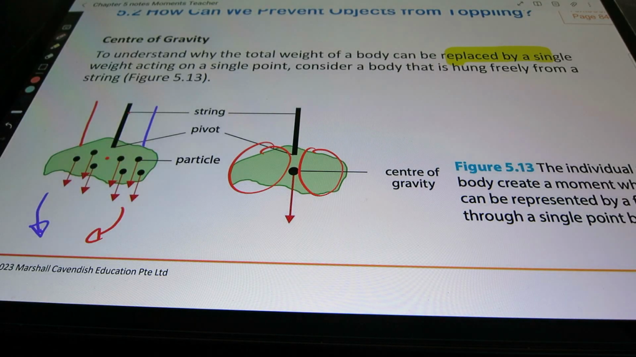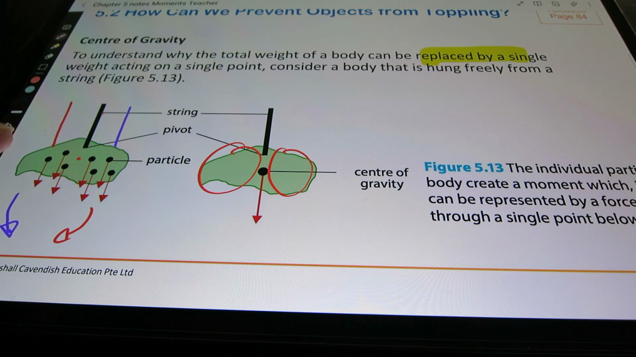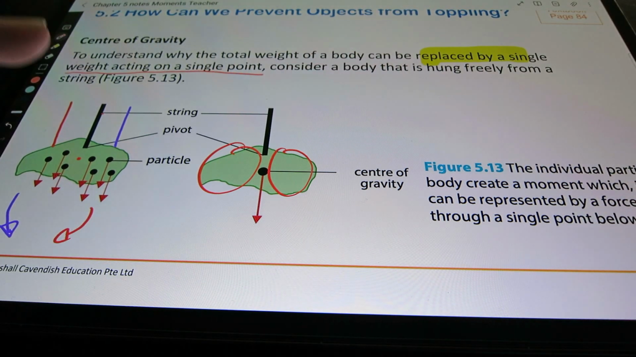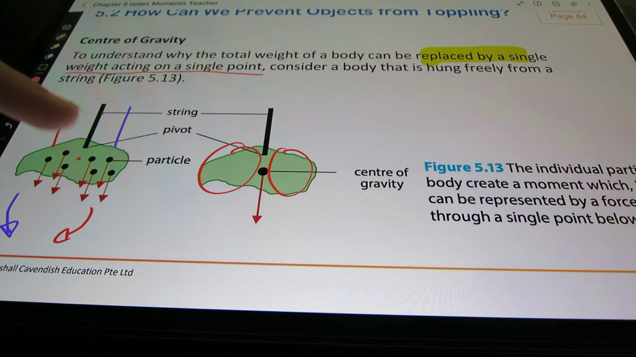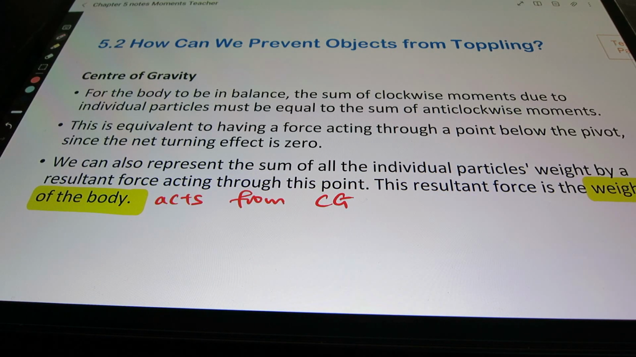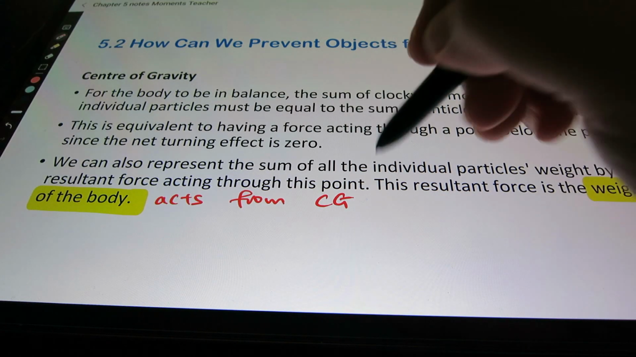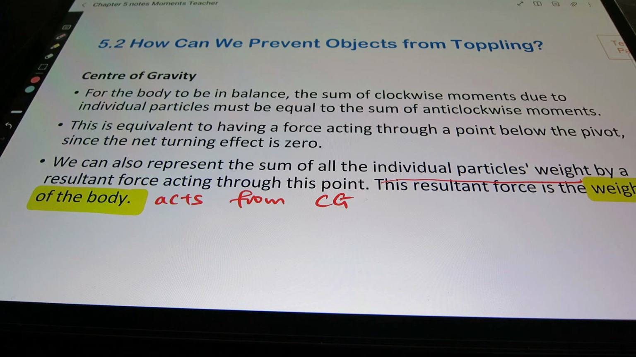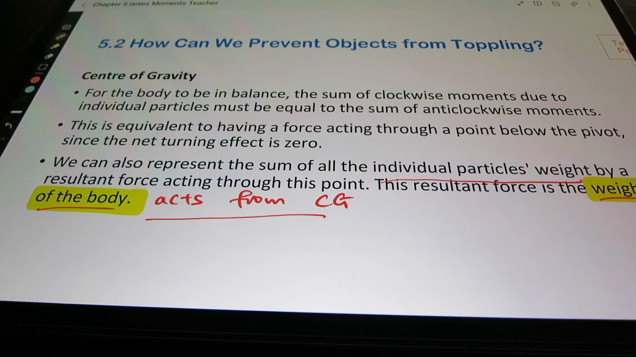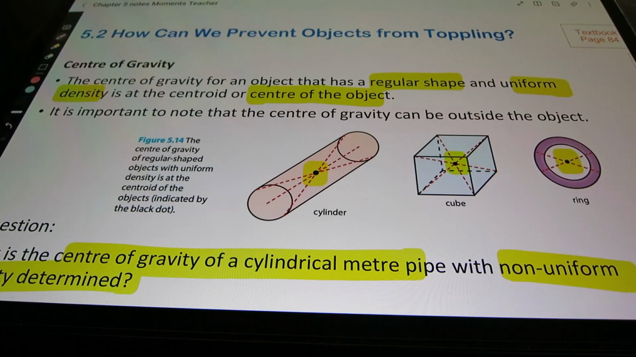So this center point of the object is called the center of gravity, and the weight seems to be acting from that one single point. It becomes useful for us in our calculation of moments using weight. We can replace all the individual particles' weight with just one weight, acting from the center of gravity of this object. Now, what does center of gravity mean?